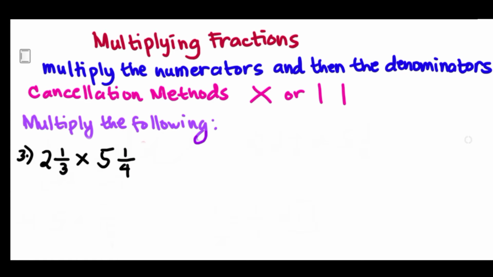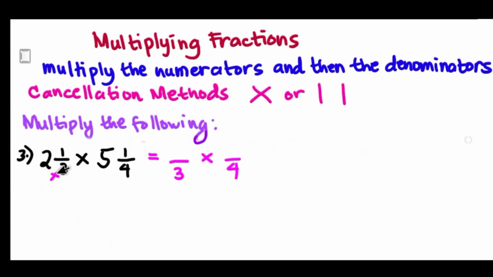So, let's have another example, number 3. I-multiply naman natin is mixed numbers. So, number 3 is 2 and 1/3 times 5 and 1/4. So, ganito muna yung gagawin natin. Yung mga mixed numbers, gagawin po natin improper fractions. So, paano po yun? Kopyahin muna natin yung kanilang denominator, 3. Kabila naman ay 4.